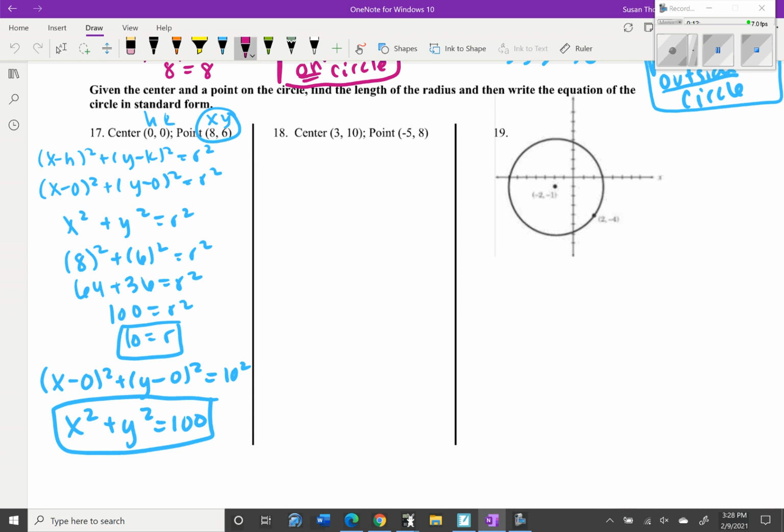So looking at the middle one, same thing. So see if you can pause the video and do this one on your own. When you're done, unpause to check your work.